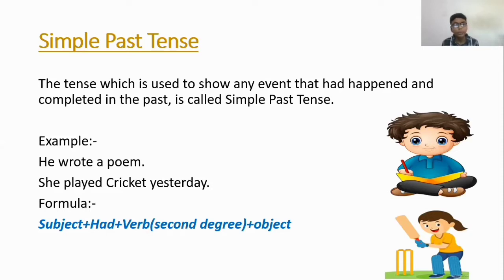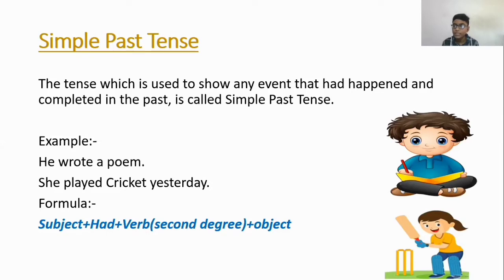So what the formula for simple past tense is: subject plus verb second degree plus object. Now what is second degree? Many of you might be thinking what is second degree. So our verb is divided into three categories: first degree, second degree, and third degree. These all refer to the timings only.